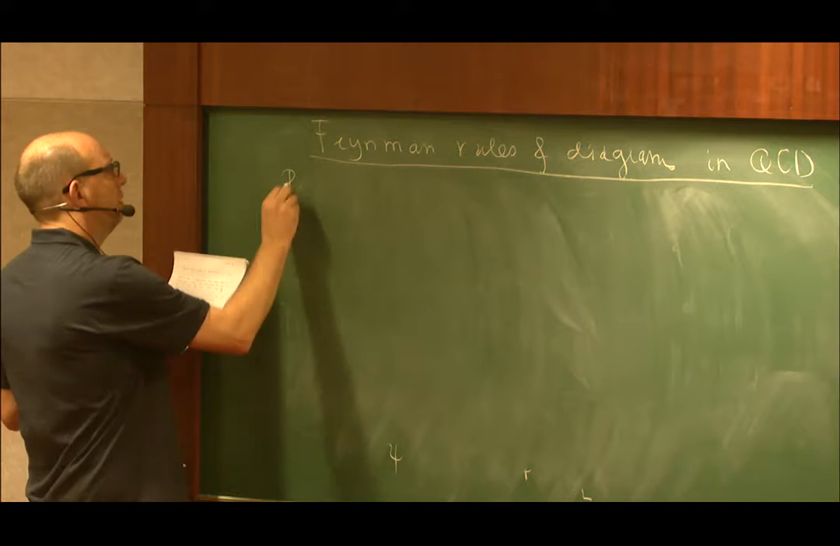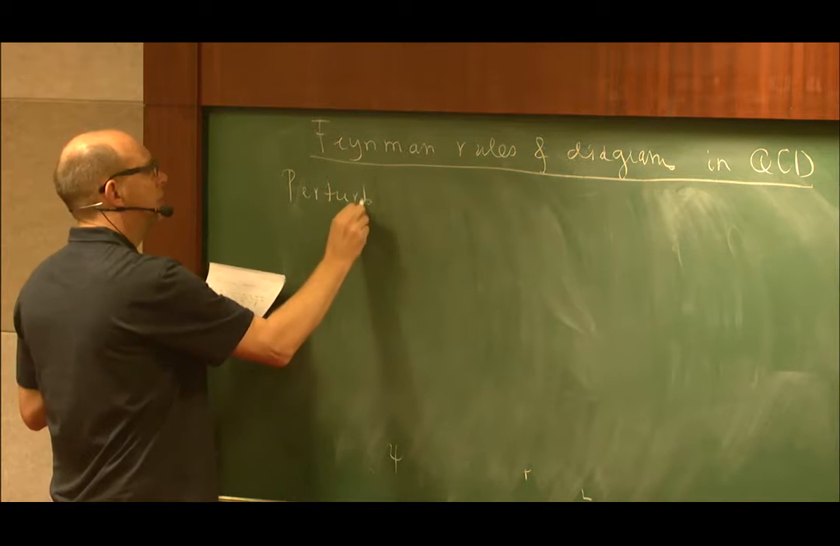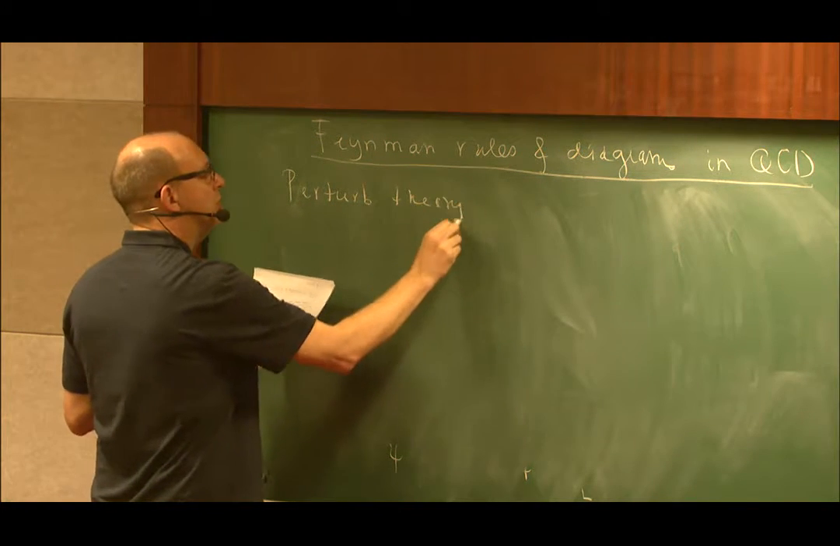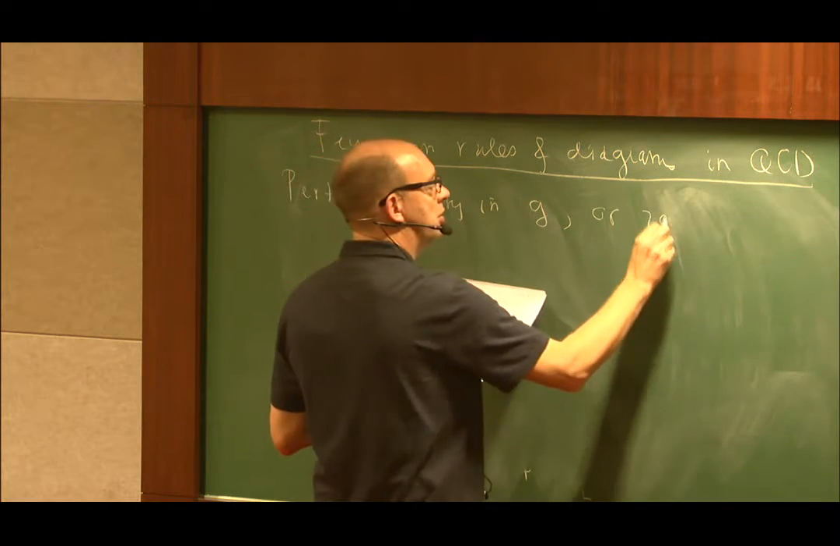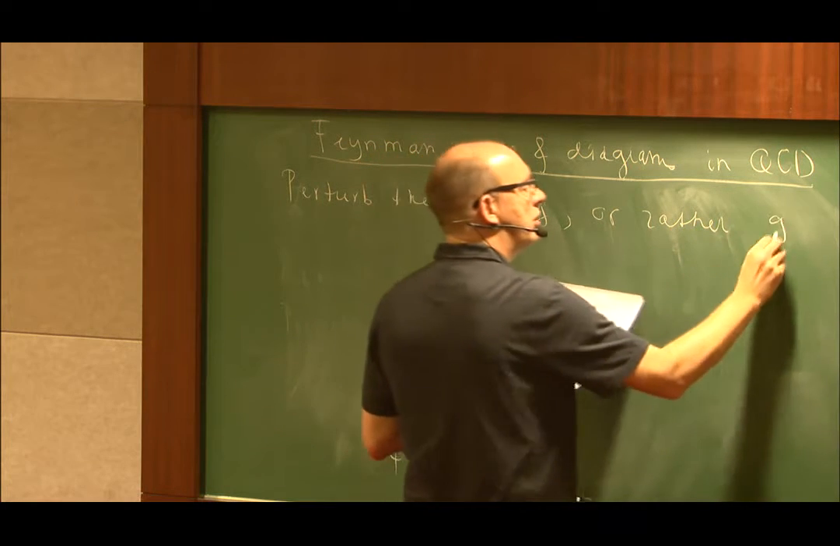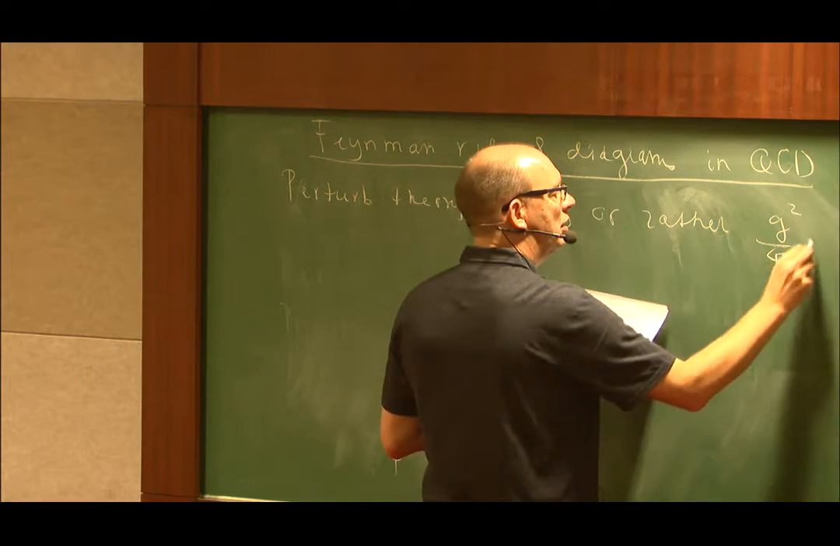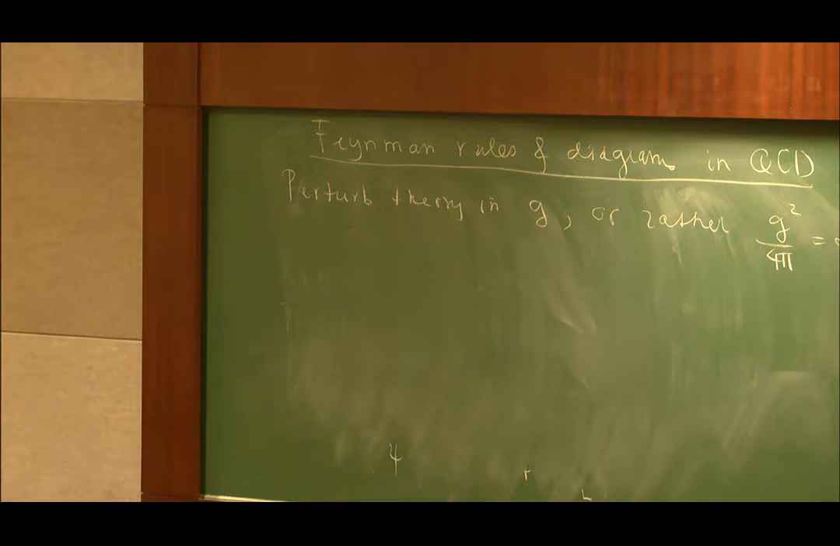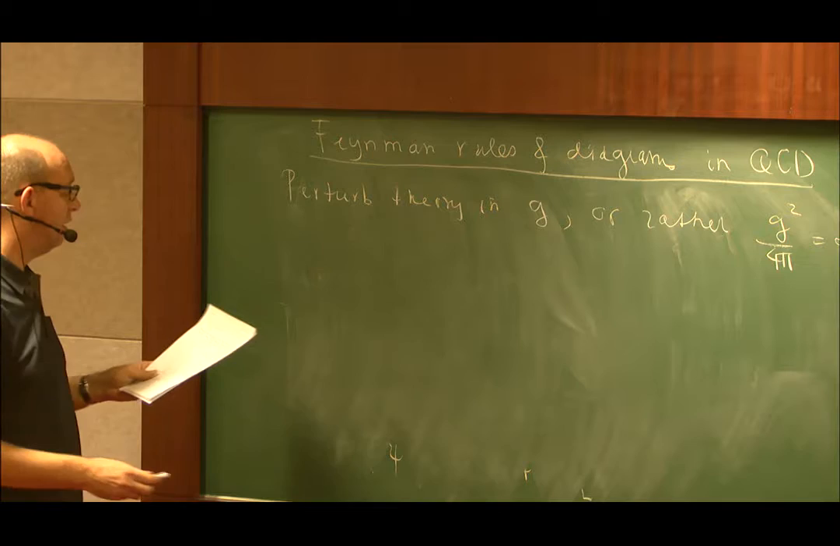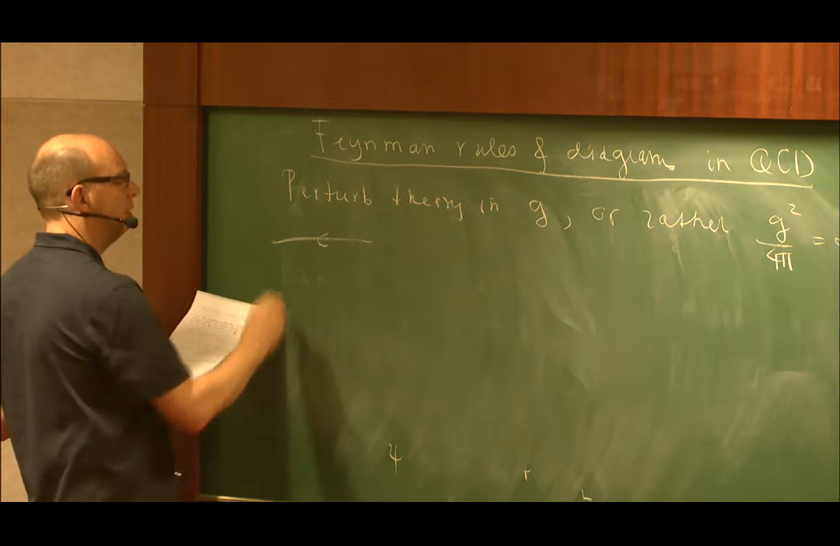And the perturbation theory is, of course, in the QCD coupling g, or rather g squared over 4 pi, which we call alpha S, for the strong fine structure constant, alpha sub S. So I'll just give you some rules and see if you agree with them. So let me begin with the quark propagator. That's also in the notes.